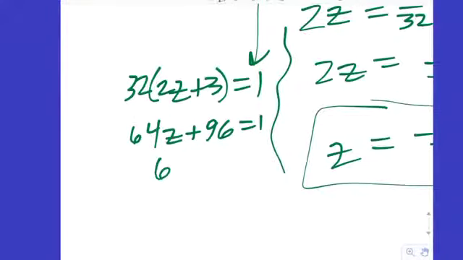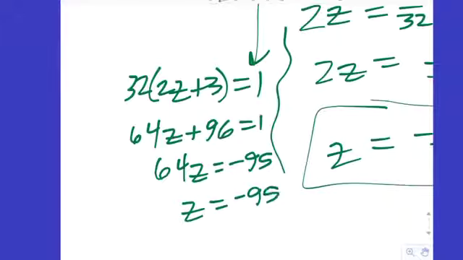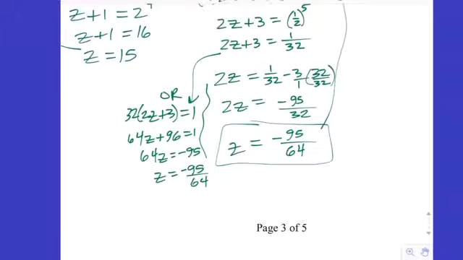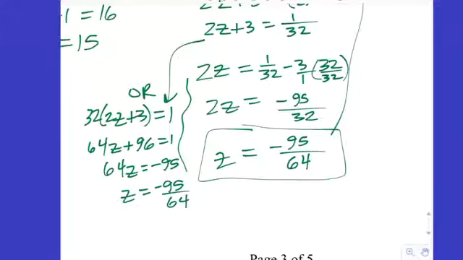And so notice there's no fraction. So you get 64z equals negative 95. And then you divide through, and you get negative 95/64. So you get the same answer. It's just entirely up to you. If you want to clear out the fraction in an equation, you just multiply both sides by the LCM of your denominators. It makes it a little bit easier, and at the end you'll get the same answer.